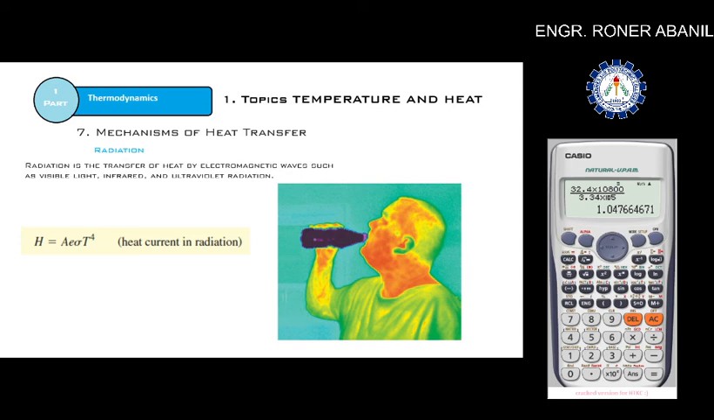Okay? So, radiation is the transfer of energy by electromagnetic waves such as visible light, infrared, and ultraviolet radiation. Everyone has felt the warmth of the sun's radiation, no? And the intense heat of a charcoal grill. We are not directly touching them, but we feel the heat.